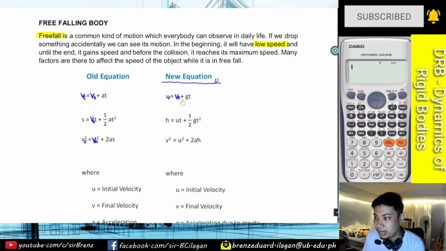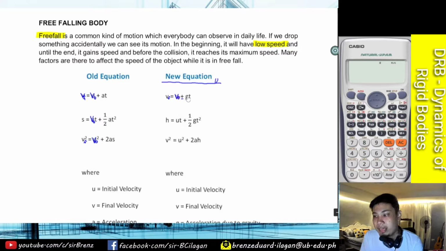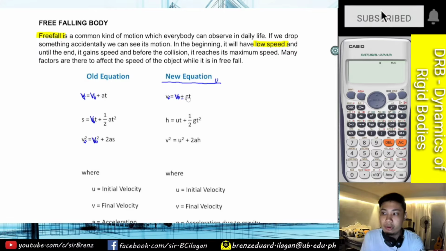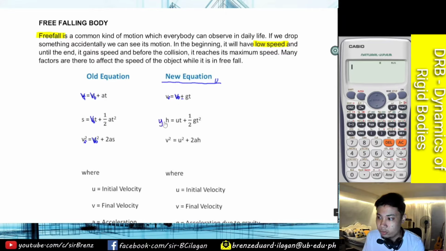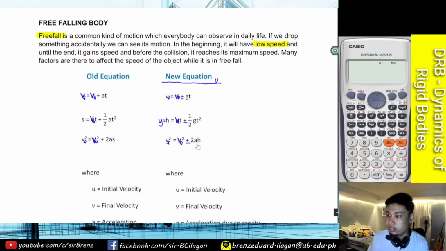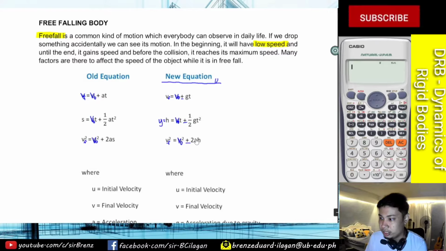Ito, gagawin kong plus or minus gt. Mamaya explain ko kung kailan siya nagiging plus and kailan nagiging minus. Sa ibang book, may iba silang technique, pero ituturo kong technique sa inyo, I believe ito na yung pinakamadaling intindihan. Yung h mo, on some books, siya ay yung y mo. Kayo nang bahala kung anong gusto yung letter. So again, plus minus 1/2 gt squared, and then vf squared equals vo squared plus minus 2gh. Yung a, mapapalitan lang ng g.